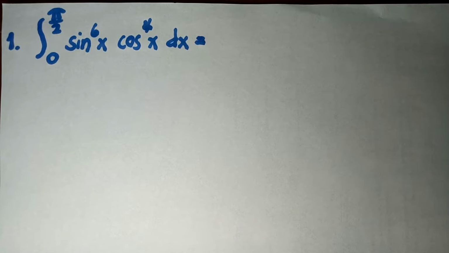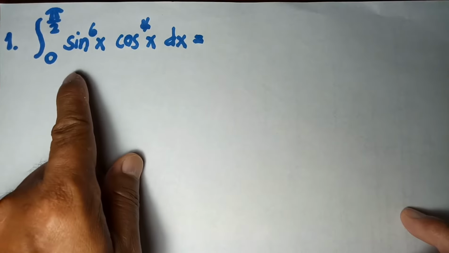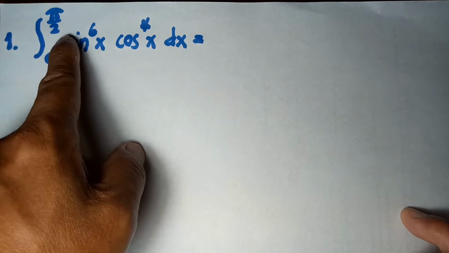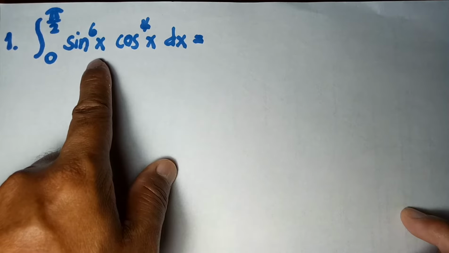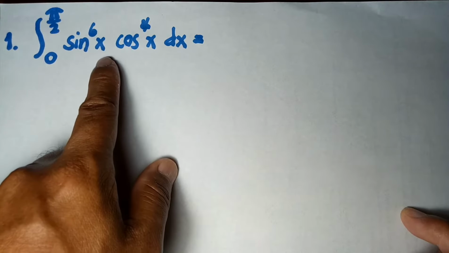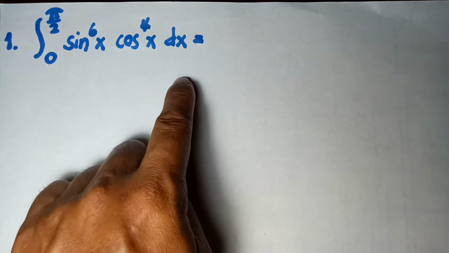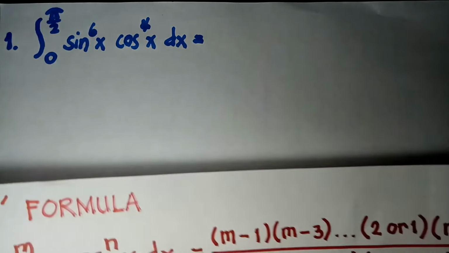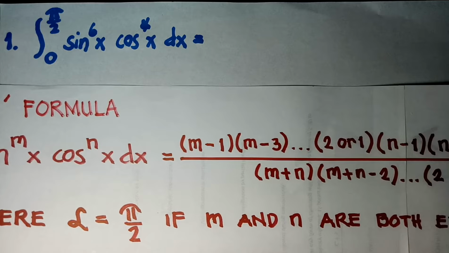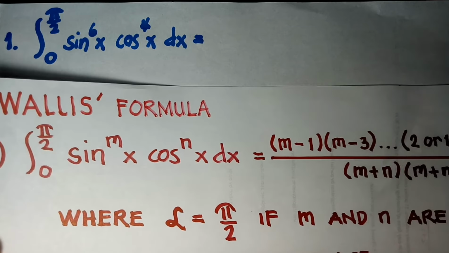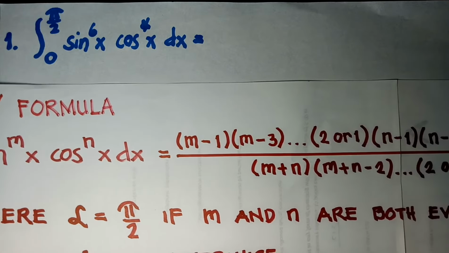Okay, so let us have example on how to use the Wallis formula. So example number 1. Integral from 0 to pi over 2 of sine raised to 6 of x cosine to the 4th of x dx. So ang gagawin natin, susundan lang natin yung ating formula. So dito gagamitin natin yung formula number 1.